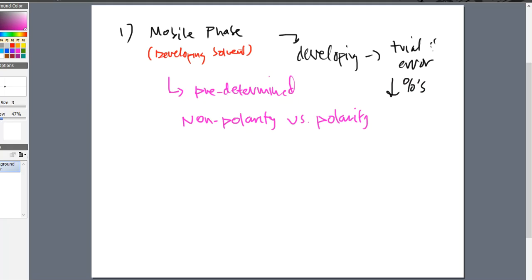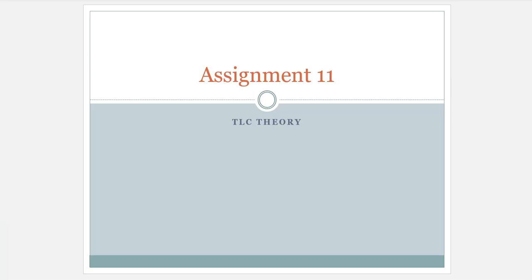So non-polarity versus polarity. So pick out the right stuff. It has been picked for a reason. Follow the recipe, follow the method, follow the SOP. Don't make any changes because just a couple of percentages could be a make-it-or-break-it moment for you, and you don't maybe want that to happen. So once I get the mobile phase made, once I get everything kind of squared away, again, developing solvent, I now need to pour it into a tank.